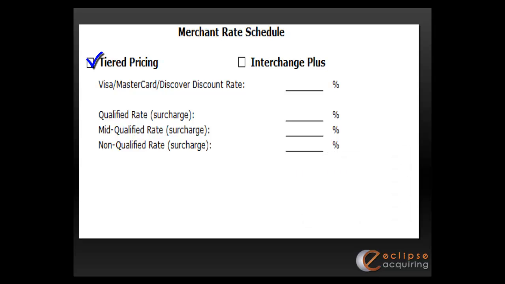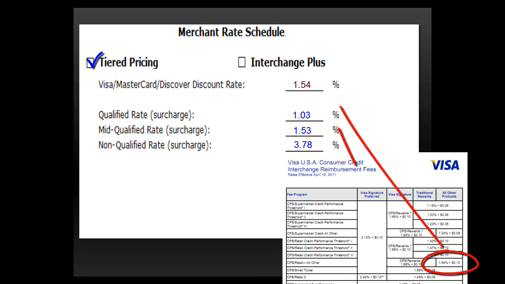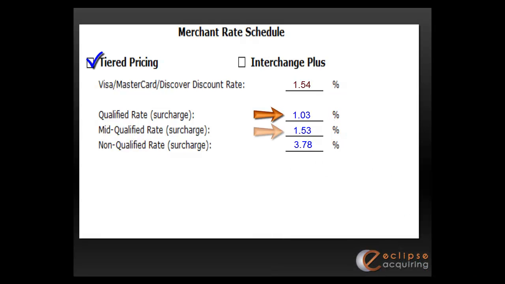For example, let's use the lowest teaser we can find of 1.03%. And for mid-qualified transactions, a rate of 1.53 and 3.78 for non-qualified transactions for this example. For regular Visa and MasterCard transaction, let's use a rate of 1.54%, which is a common rate from the Visa wholesale rate sheet.